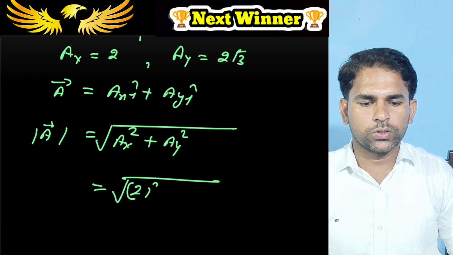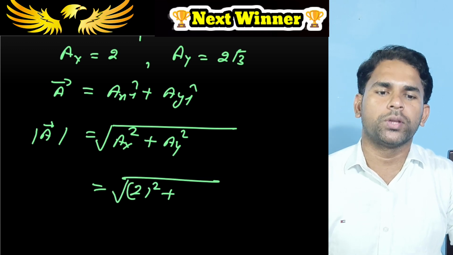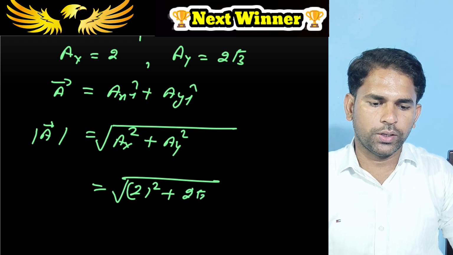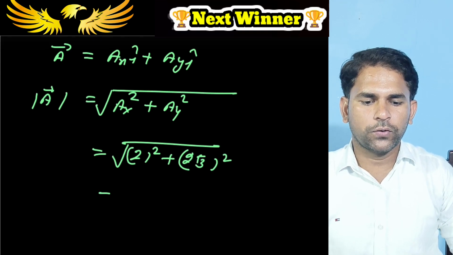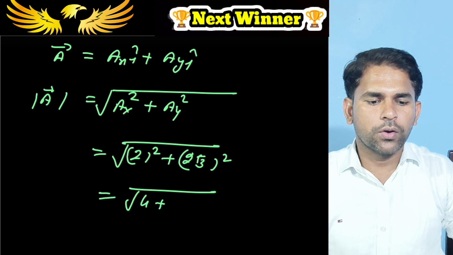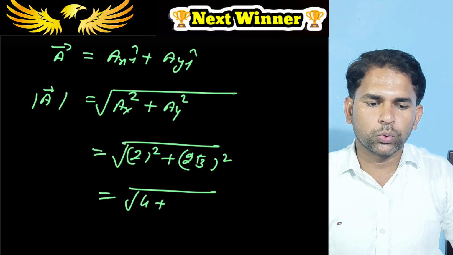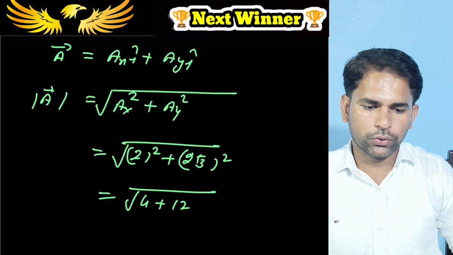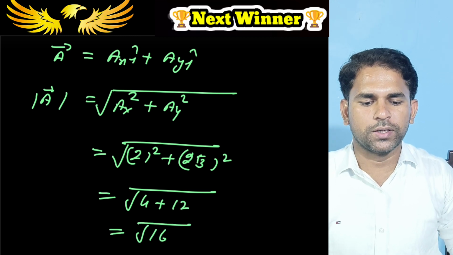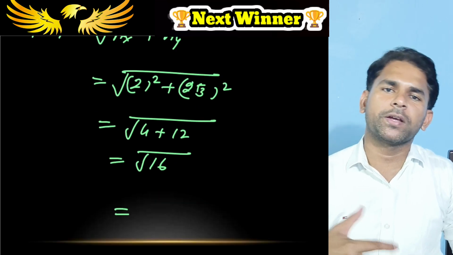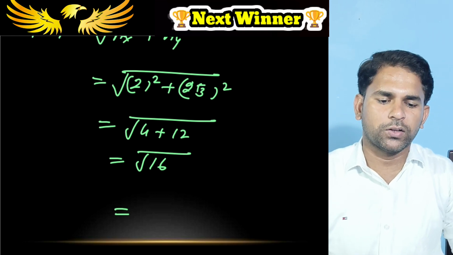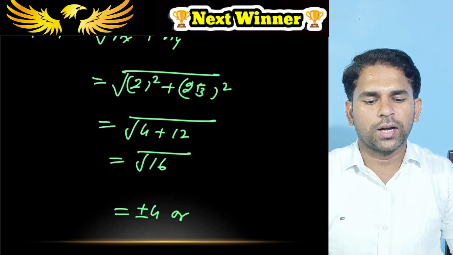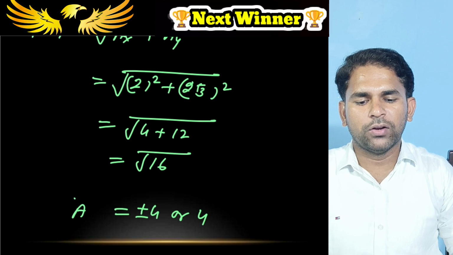So Ax means 2, square, plus Ay means 2 root 3, so you can write 2 root 3 squared. Now finally you can write 4 plus 4 into 3. 2 2s are 4, and root 3 squared is 3, so 4 into 3 is 12. So 4 plus 12 means root 16, and root 16 gives plus or minus 4, so you can also write plus minus 4, or just 4. So this is the value of the magnitude.